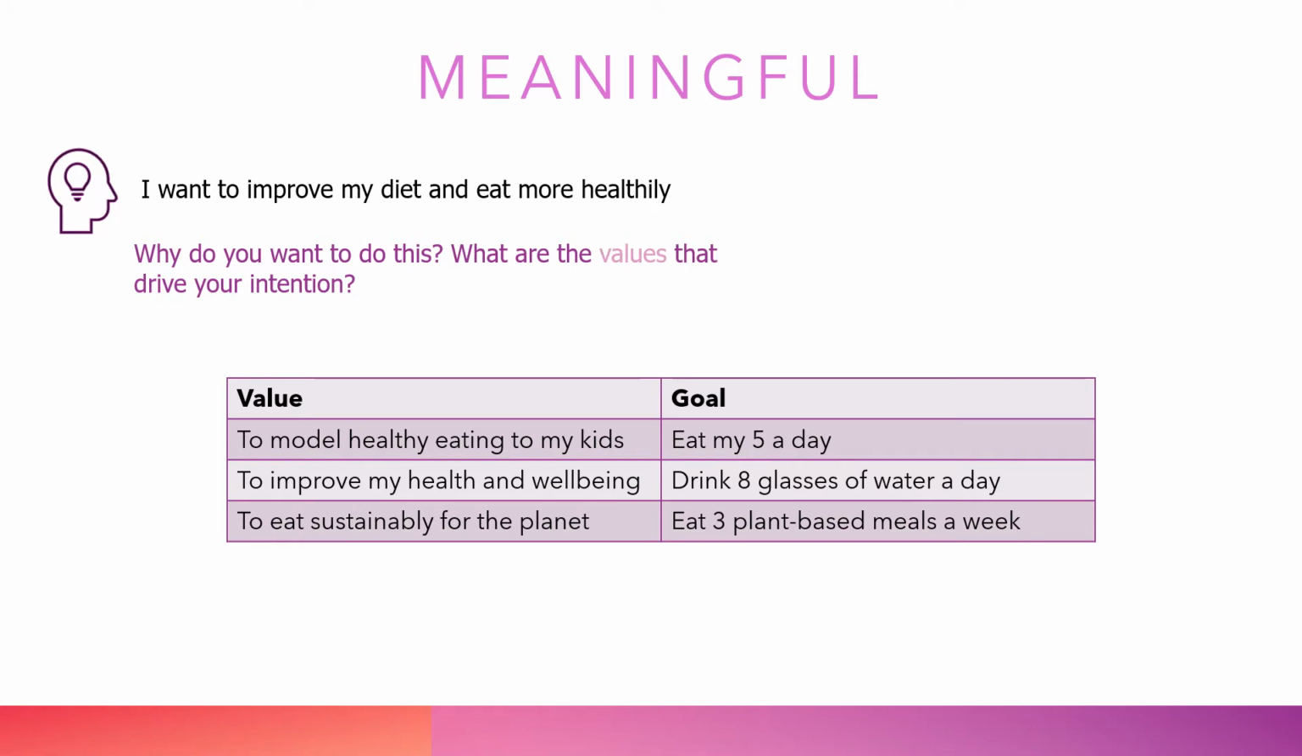So I've got some examples here again, and I'm relating them to the goals that we've set here. So eating my 5 a day, and maybe that it would be to model healthy eating to the kids. And the underlying goal beneath that, what's driving that, might be to be a good and caring parent, and to be the best you can be at that. And we've got our 8 glasses of water again, and what might be the value behind that? Well, that could be to improve our own health and well-being.